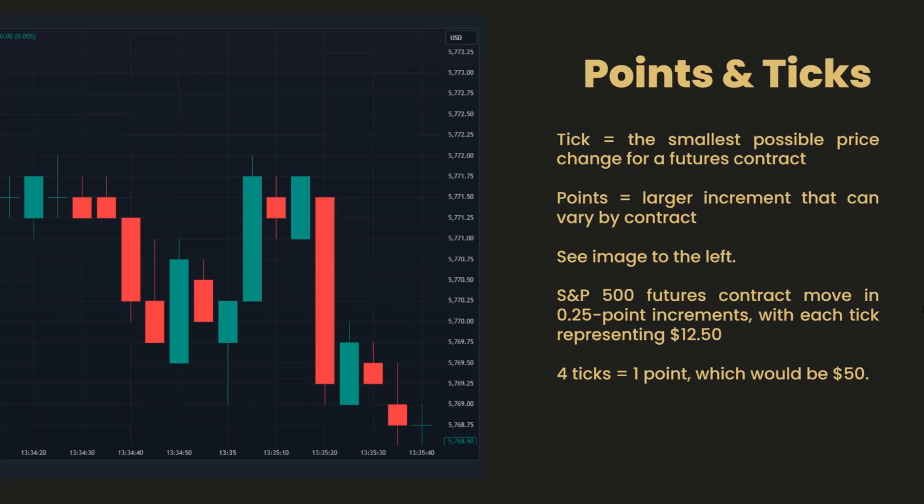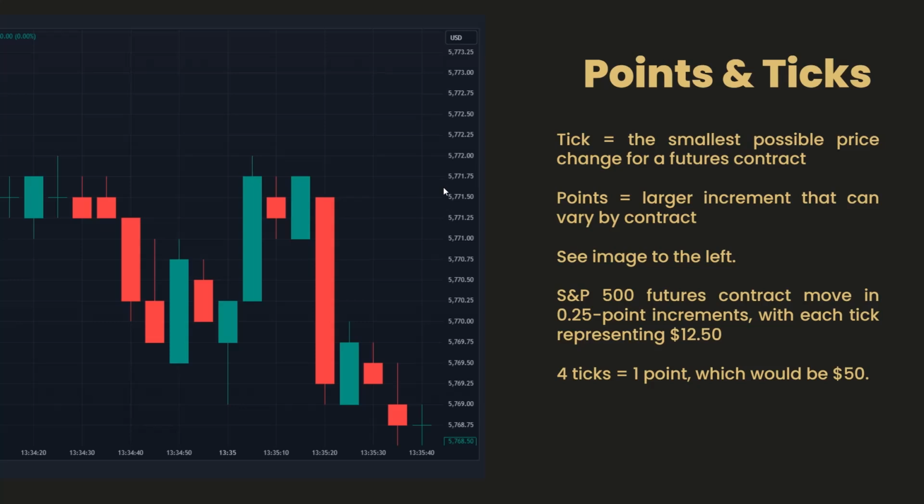When it moves in 0.25 point increments, each one of those is a tick. So if you hopefully can see my mouse here, it's got 5771.50, .75 is 0.25 of an increment, right? That is one tick. So each contract, let's say I get a contract, is $12.50. It moves up one tick, and on a buy contract, when I'm going long, I've now made $12.50 per tick, right?